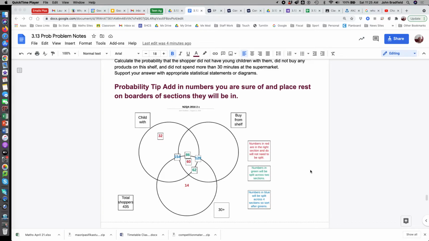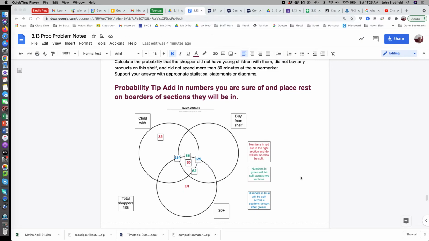Pause the clip. Have a go at filling that right out, and then I'll scroll down to the next part, see if you've got the numbers, because in these questions it's all in filling out the table, because here's the probability. Calculate the probability the shopper did not have young children, did not buy any products from the shelf, and did not spend more than 30 minutes. So that's the probability they don't fit in here at all. As soon as we know all these numbers rock solid, we can answer that. The bottom line is the 435.